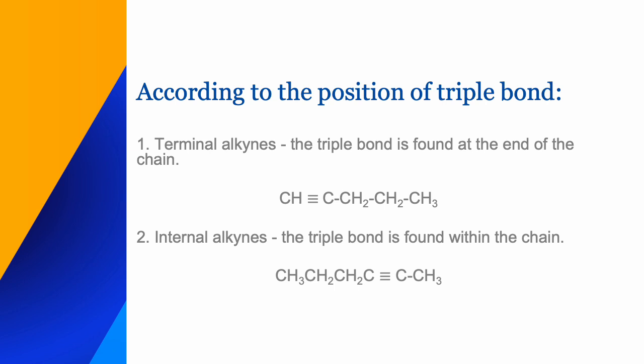From the word itself, internal alkynes, the triple bond is found within the chain. So it's not in the terminal. It's not at the end of either side of the structure, but the triple bond is located within the chain of carbons.